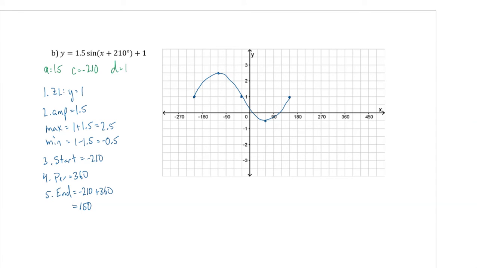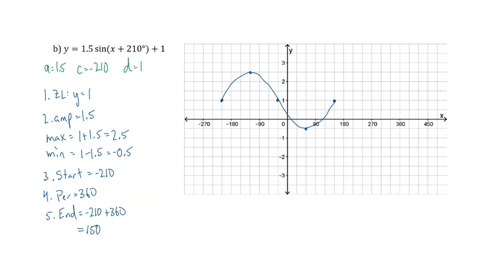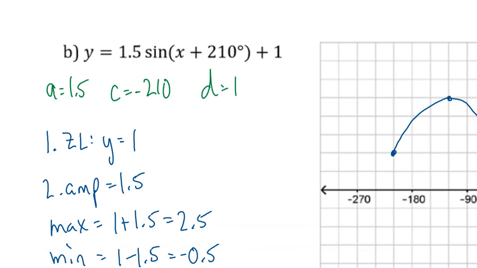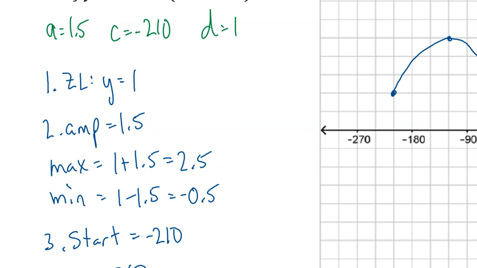There it is. So if I zoom in here, I've written out my A, my C, and my D. Again, the C changed from being x plus 210. That means it's negative 210. We've got to shift up 1, so D is 1. And my amplitude is positive this time, no reflection, and it's 1.5. Now we start writing out the details. First thing we want to do is zero line, y equals 1. Next thing is amplitude, which is the A value, and you drop the negative if there is one. In this case, there isn't, so it's 1.5.